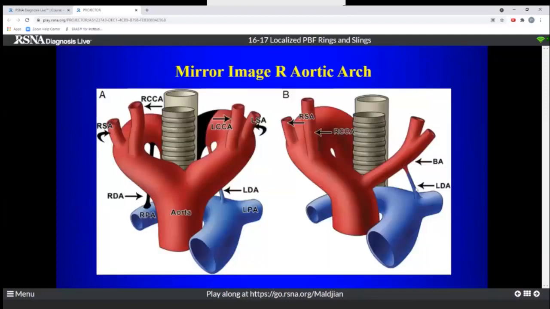And here the ductus and the ligamentum again tend to be there on the left side, so this usually does not form a ring. So the interruption here occurs on the left side of this double arch model, and that's what then results in the mirror image configuration when we have a mirror image right aortic arch, usually not associated with a ring.